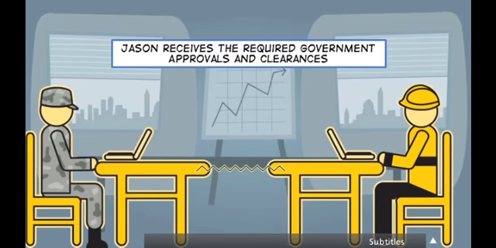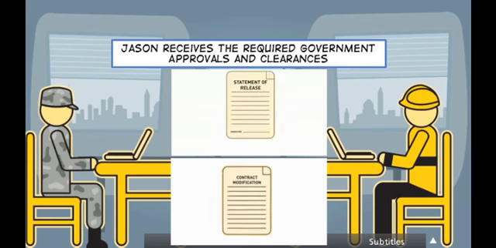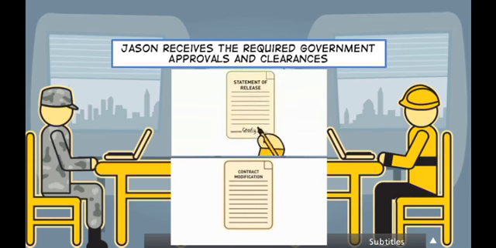With all the hard work behind them, Jason receives the required government approvals and clearances and then sends Charlie the modification and statement of release for signature. Charlie signs and returns the documents to Jason. Then, Jason finalizes the modification with his signature.